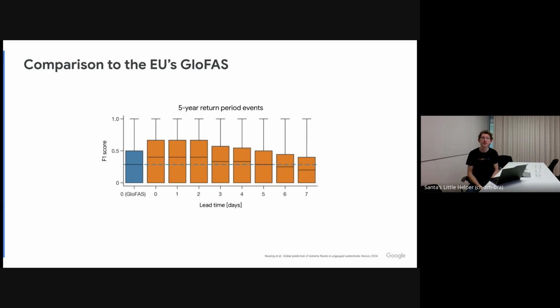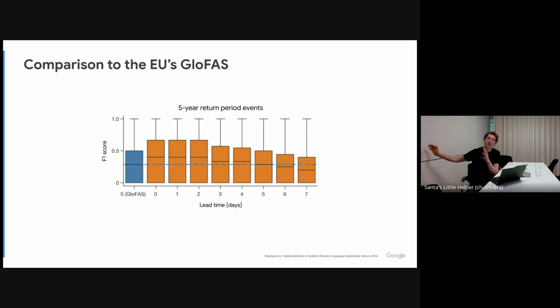And what you see here is a slightly different comparison than what I showed earlier in the benchmarks, where we're comparing against the EU's Global Flood Awareness System, GloFAS, and we're comparing the ability of these models to predict 5-year return period events. So events that we expect to happen only once in every 5 years. And we're evaluating this in F1 score, meaning some measure that combines recall and precision, and larger values are better. And what you see in this blue box all the way on the left is the performance of GloFAS's nowcast. So GloFAS's ability in predicting 5-year return period events on the day that they happen. And it has a certain F1 score.